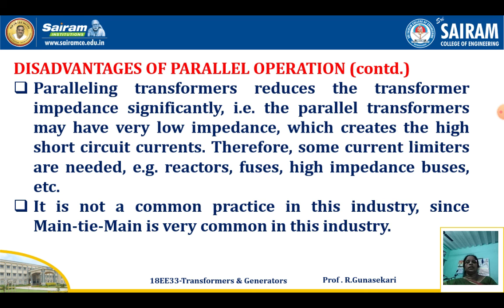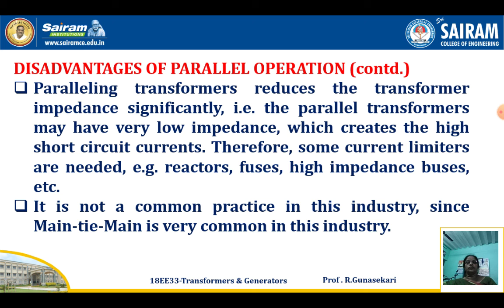Second, paralleling transformers reduces the transformer impedance significantly. I told you, if impedances are paralleled, suppose ZA and ZB in parallel, or Z1 and Z2, then the equivalent impedance is equal to Z1 Z2 divided by Z1 plus Z2. But in series connection it is Z1 plus Z2. So in series the impedance increases, but when paralleling transformers the impedance reduces.